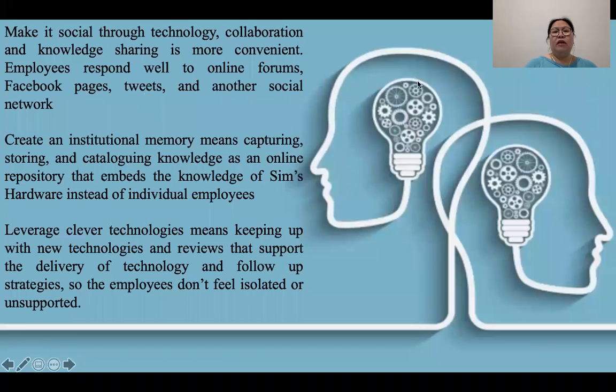Make it social through technology, and knowledge sharing is more convenient. Employees respond well to online forums, Facebook pages, tweets, and other social networks. Create an institutional memory, which means capturing, storing, and cataloging knowledge as an online repository that embeds the knowledge of Sims Hardware instead of individual employees.